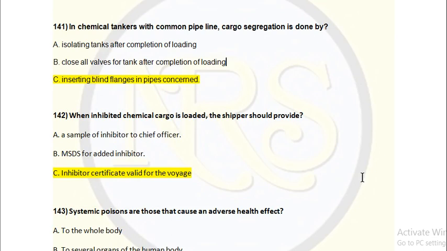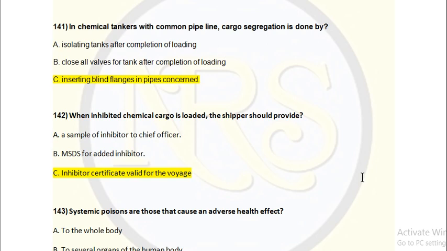Question number 142. When an inhibited chemical cargo is loaded, the shipper should provide: Option A, a sample of inhibitor to the chief officer. Option B, MSDS for the added inhibitor. Option C, inhibitor certificate valid for the voyage. The correct answer is option C, inhibitor certificate valid for the voyage. It is required as per the IBC Code.